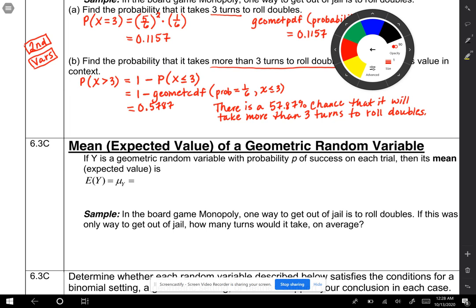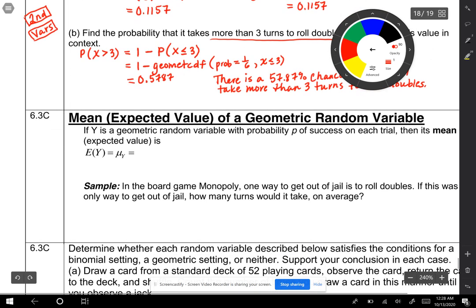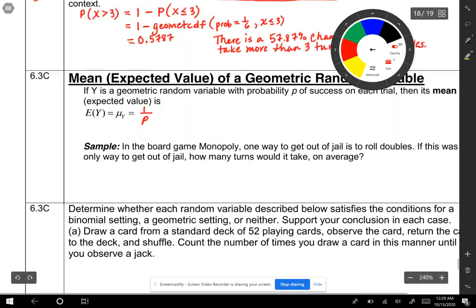So the expected value of y would be equal to, so for the binomial random variable, the expected value was n times p. So for this one, it'd be 1 over p, because there is no such thing as n, there's not a fixed number of trials, and that'll give you the expected value or mean of a geometric random variable. Let's do a sample problem.